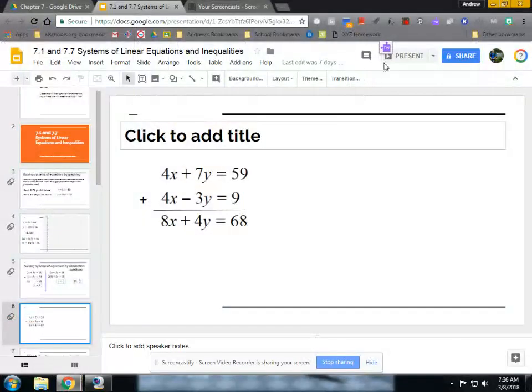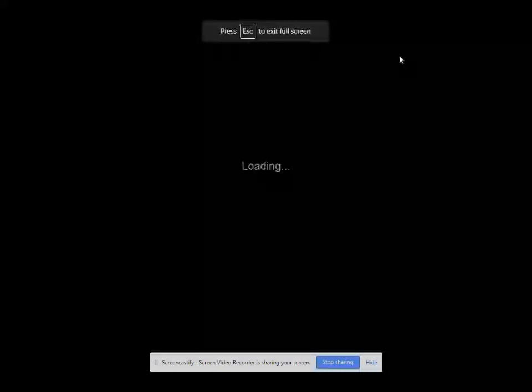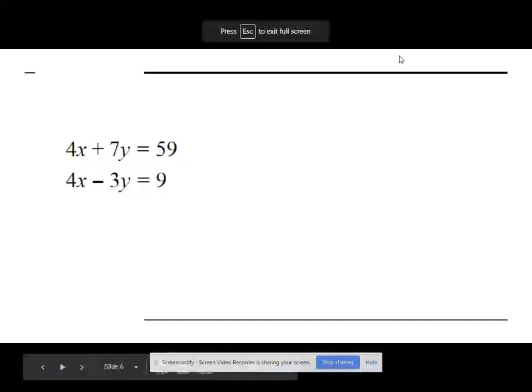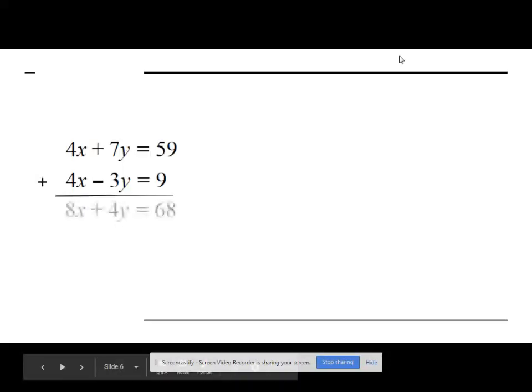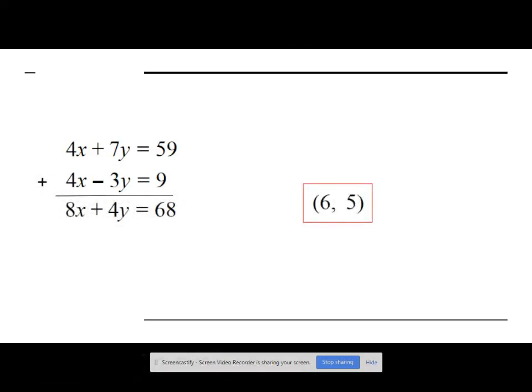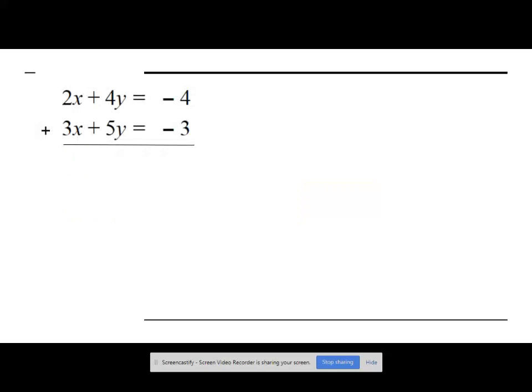That's how we deal with it if it doesn't work right away. If it doesn't work as it is, when you add straight down the line we don't eliminate one of the variables, you have to manipulate that situation a little bit. So let's look at this one here. If I look right away, I can see that 2x plus 3x will not be 0, and 4y plus 5y will not be 0. So again, I'm stuck.